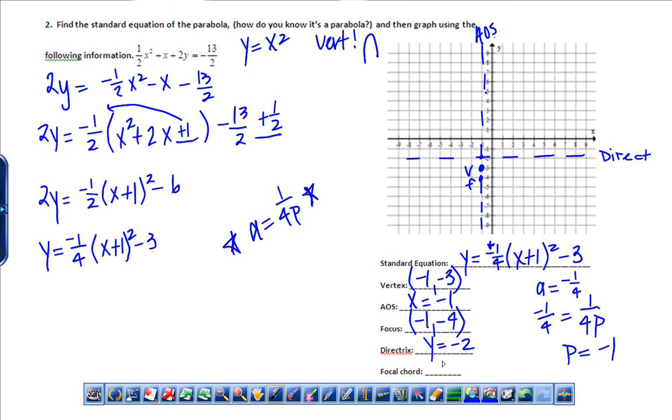The last thing I need to do is find my focal chord length. And your focal chord length is absolute value of 4 times p. So 4 times negative 1 is just 4. So out from this, 2 to the left, 2 to the right. The whole length of the chord needs to be 4.